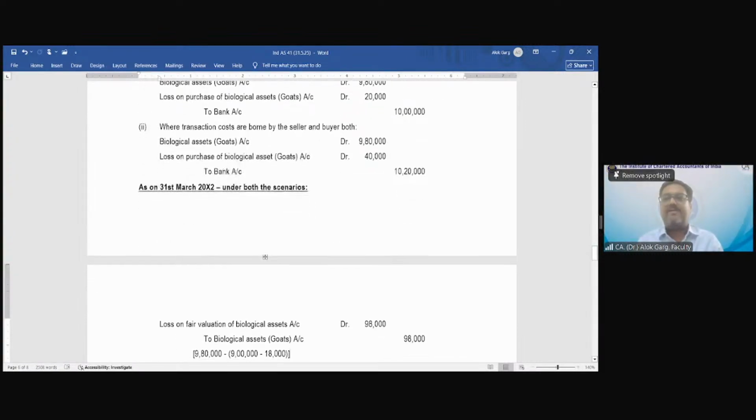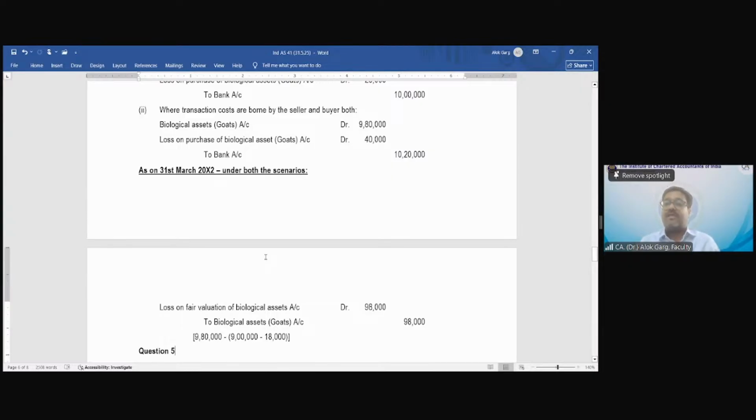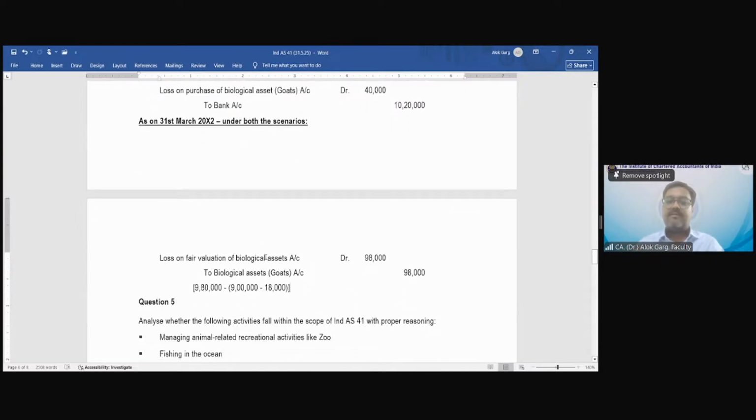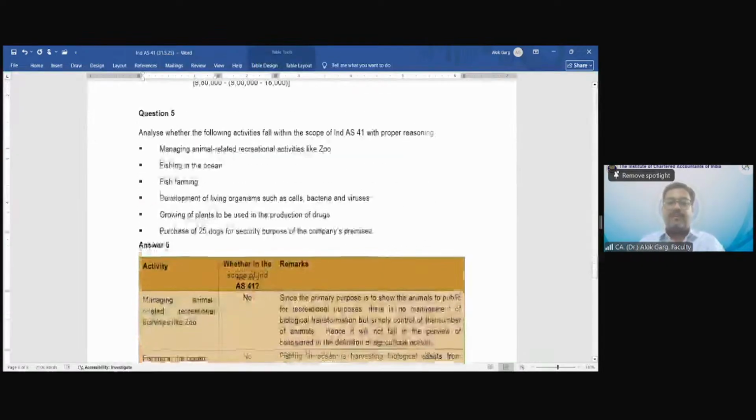Yes, sir. And subsequent measurement happens again at fair value less cost to sell. Fair value is 9 lakh. What is my cost to sell? 2% of 9 lakh, so 8 lakh 82,000. I initially measured my biological asset at 980. Now it becomes 882. So where will the 98,000 loss go? Again, this loss will go to P&L. So loss account debit, loss on fair valuation of biological asset, credit to biological asset. Right? Is that clear? Yes, sir.